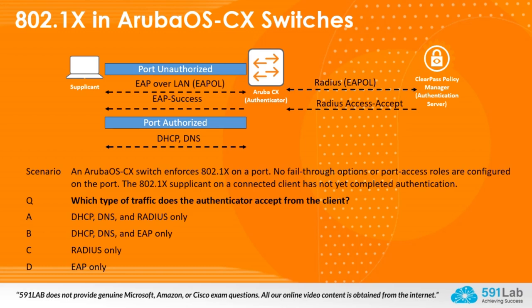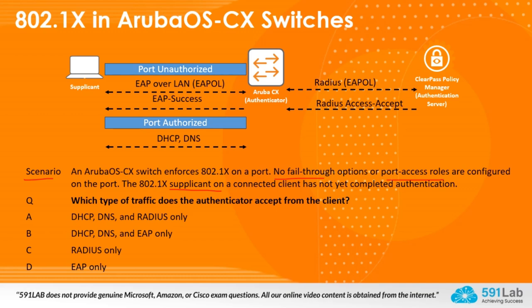So the scenario is an ArubaOS-CX switch enforces .1x on a port. No fail-through options or port access roles are configured on the port. The .1x supplicant on a connected client has not yet completed the authentication. So this is the scenario, and let's look at the question. Which type of traffic does the authenticator accept from the client?